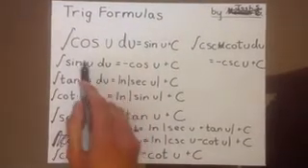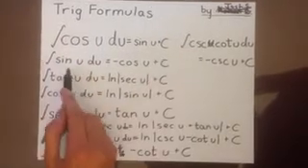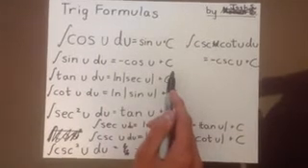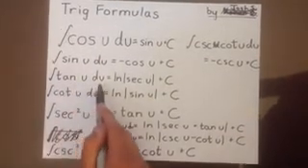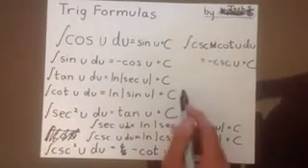Moving on, we have some trig formulas that should be memorized for the AP exam. We have two basic ones: the integral of cosine u du, which is sine u plus c. The integral of sine u du is negative cosine u plus c. We have the integral of tangent u du equaling natural log of secant u plus c.